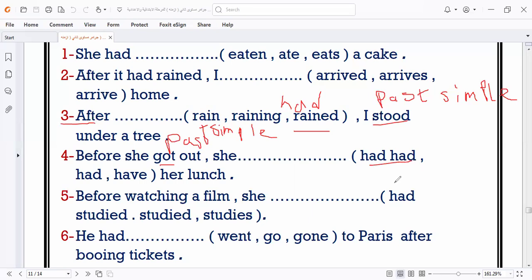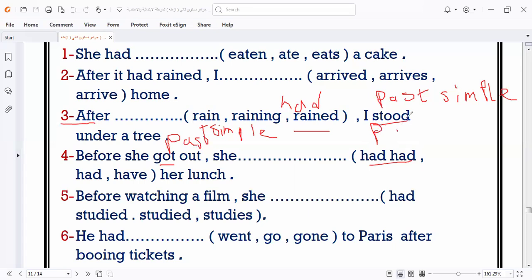We say had. What's the meaning of had? Because, as we told you before, any meal must be followed by the verb have. So here we have had, and had is the past of have. Okay, so it will be had. Here in the past simple, and another part is in the past perfect tense.